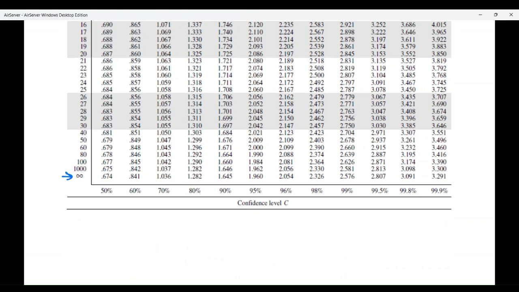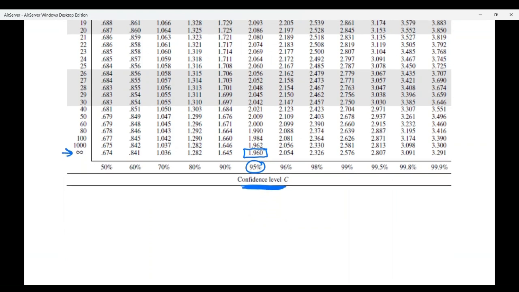But just for now, to see where we find this z star, it says confidence level down at the bottom of this particular chart. It says confidence level C. What I'm going to do is find the confidence level for our interval. We're doing a 95% confidence interval. And I am simply going to look at the number directly above it in that infinity row, 1.960. That is the value that we're going to use for z.